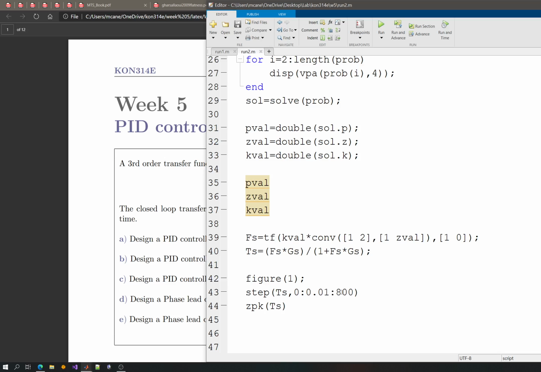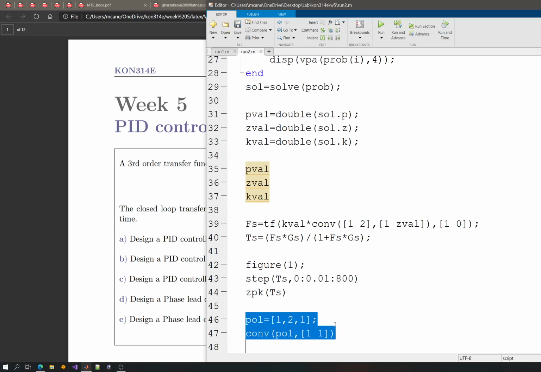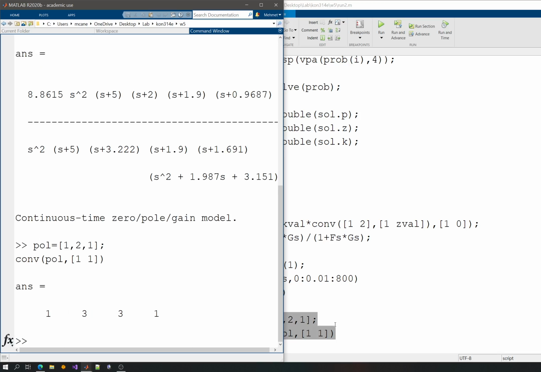Now, let me show you what I mean by that. Let's say we have a polynomial 1, 2, and 1. It is s squared plus 2s plus 1. And let's look at the convolution where I have this polynomial and a root at 1. So what I will basically get is fairly easy. Since there are 4 coefficients, it's a third order system polynomial: s cubed plus 3s squared plus 3s plus 1 is the polynomial that I'm looking for.